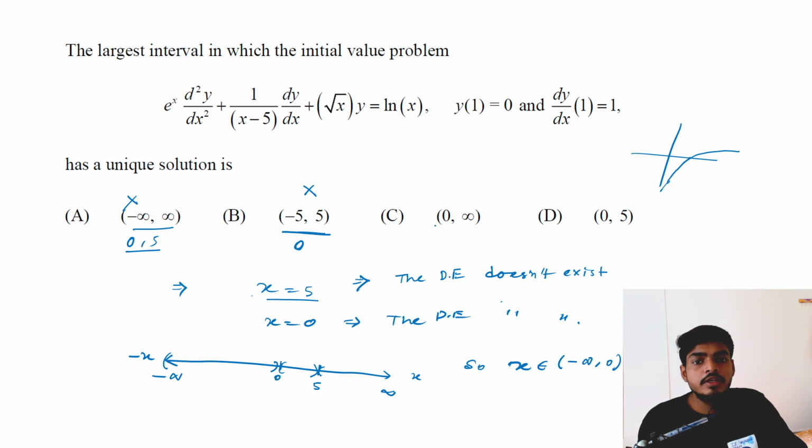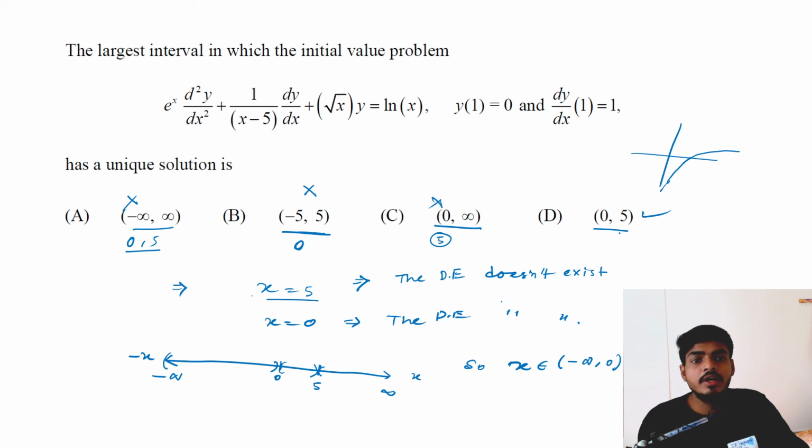Now 0 to infinity, but 0 to infinity will contain the point what? 5. At 5 your differential equation doesn't exist, so how will you get a solution? You don't get a solution, forget about unique solution. So this is not an interval either. The only interval that will give you a solution is 0 to 5, and that is the only left option. So you can simply say that this is the answer.